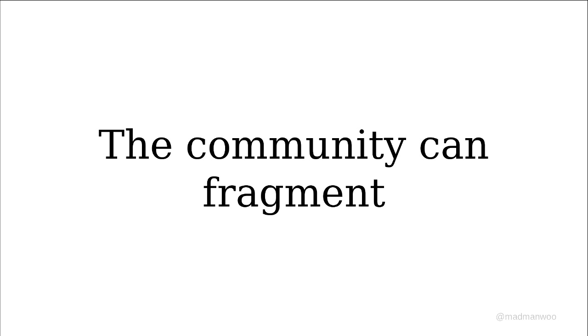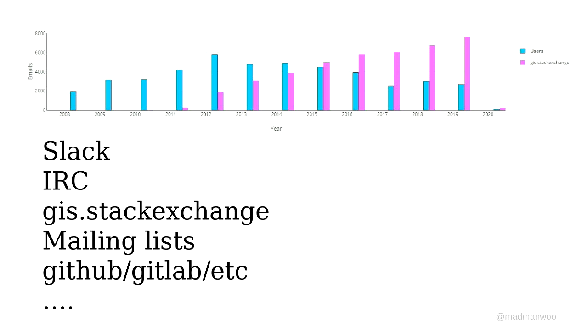The community can fragment a little bit at times, purely more so because of the internet these days than it was back when it started. You'll see this back in the early slides, the user increase in the mailing list and then the user drop off in the mailing list. But this is also GIS Stack Exchange. If you're in the GIS space, it's like Stack Overflow, but for GIS people. That's the increase of QGIS related topics.